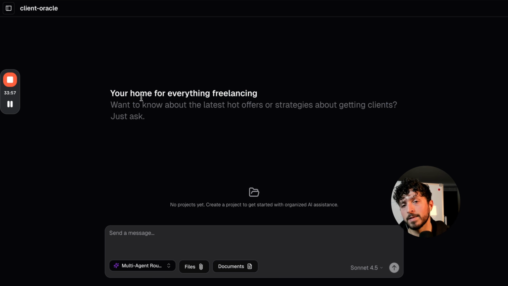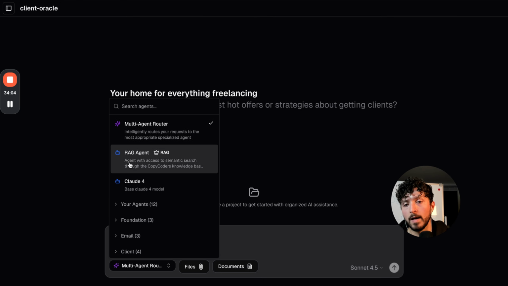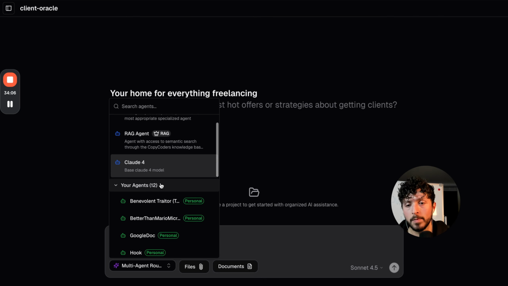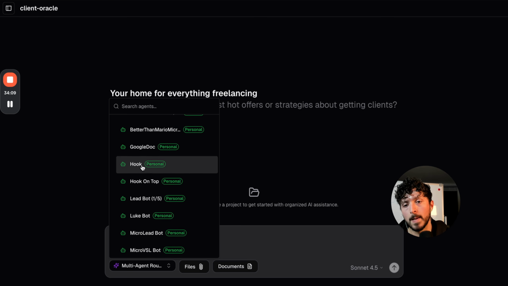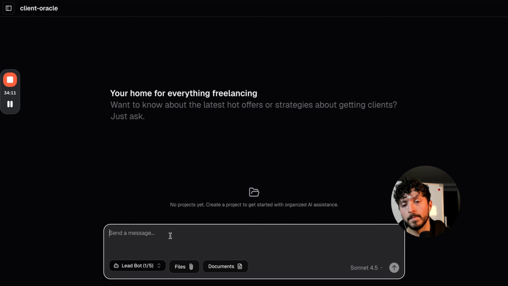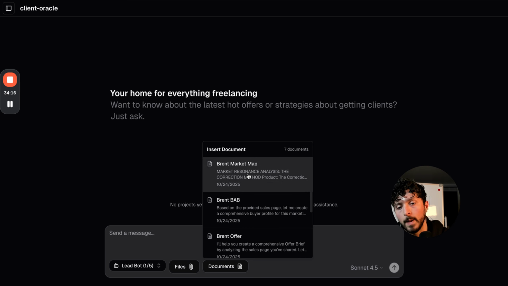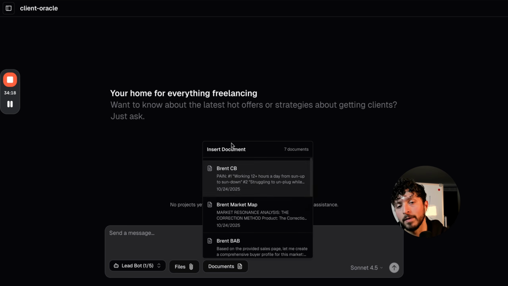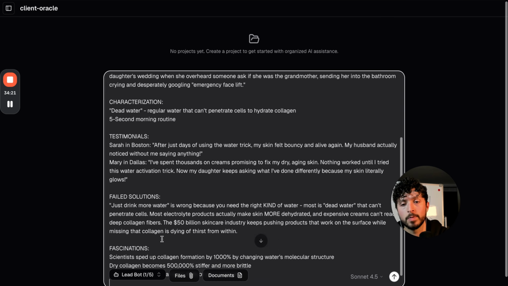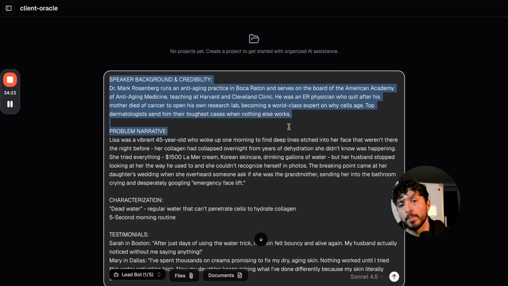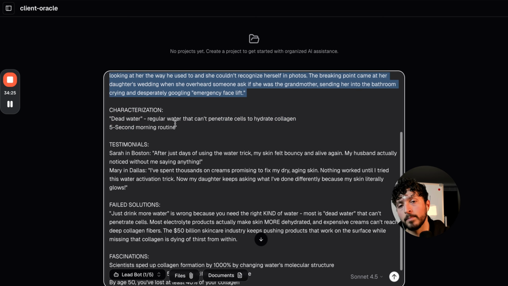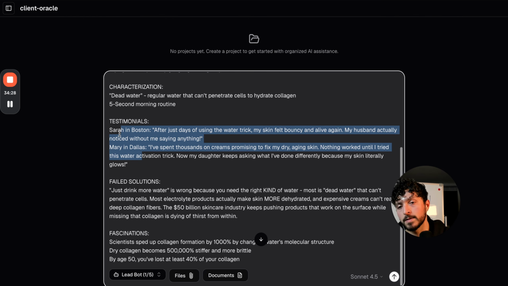We have a bunch of our bots, but inside of Genesis, this is the tool that we have. It's called the Client Oracle because originally it had a lot of client stuff in it, but it really will write anything for you, okay? So we're adding things in here. Let's go with the lead bot. And what's cool is if you have documents and stuff that you wanted to pop in there, it could write a lead for you, but I'm going to do it just with the stuff that you see: speaker background and credibility, the story of the problem, the characterizations, which are my nicknames, my testimonials, failed solutions, and fascinations.